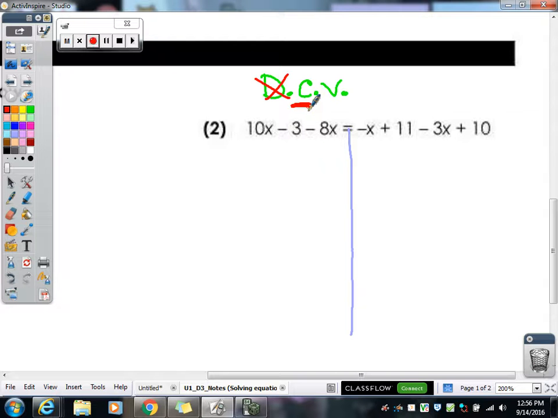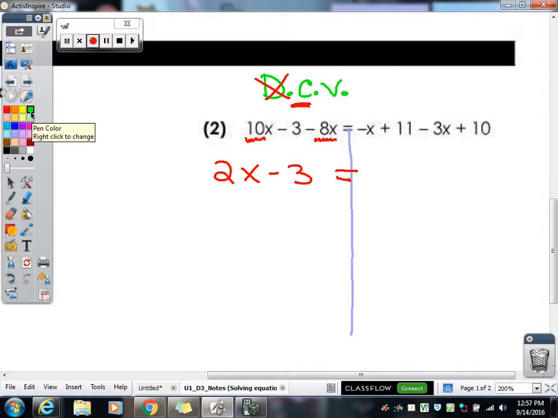Now, a lot of teachers do it differently. When I want to combine something, I put little squiggly lines under what I'm going to combine. So I can combine the x's there. What's 10x minus 8x? 2x. Bring down your -3. Bring down your equal sign.